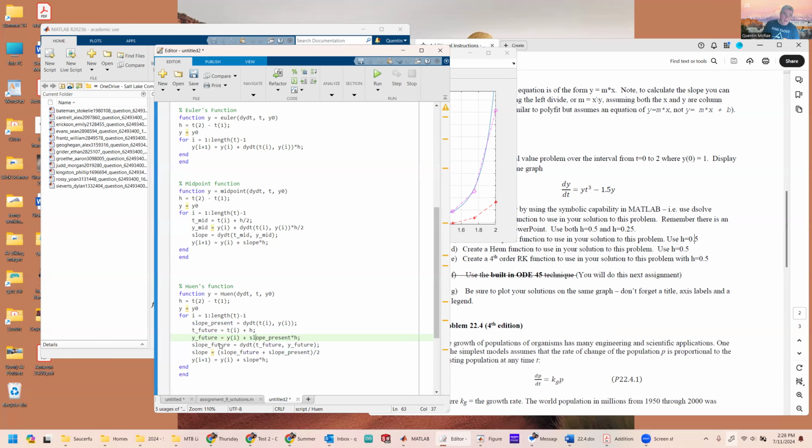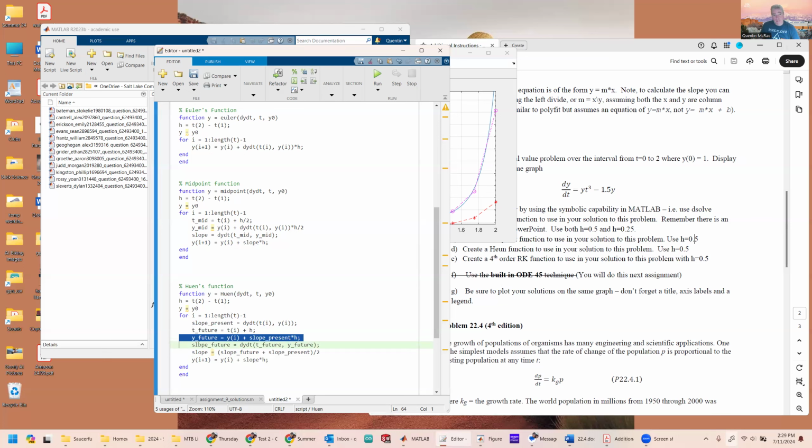So again, big picture, this line is just straight Euler's method. My next point is my current point plus the slope at my current location times the step size. I've already figured that all out. My slope at my current location is just the function evaluated here. My future point is my t of i plus h, stepping one step forward. My guess at the value at that future point is my current point plus the slope times the step size.